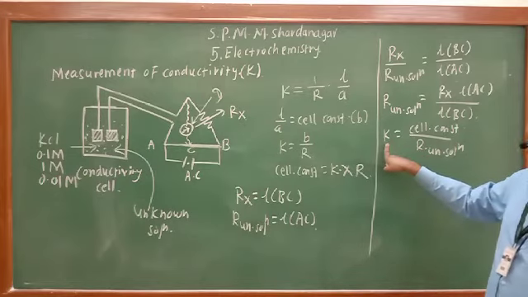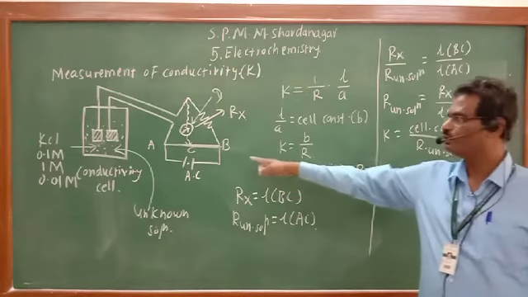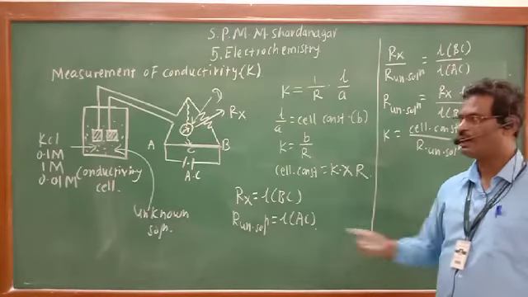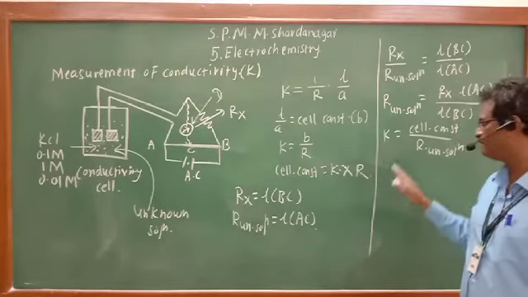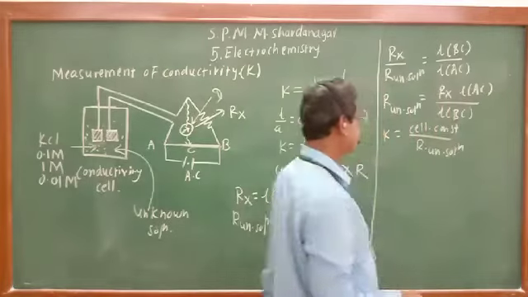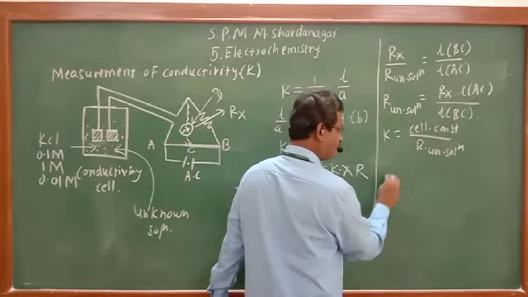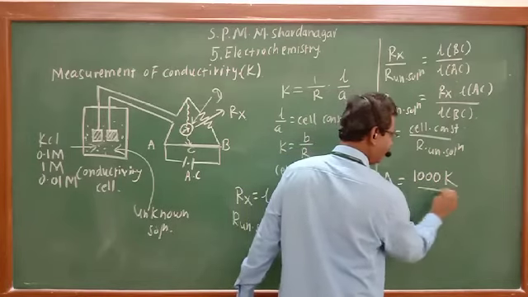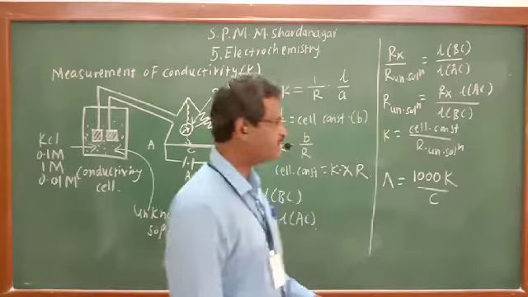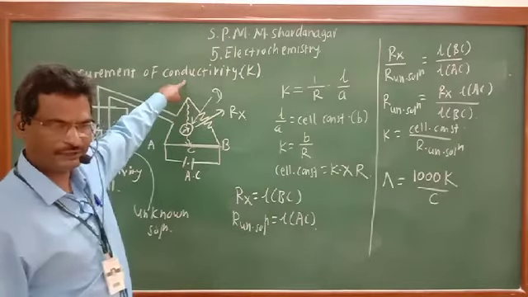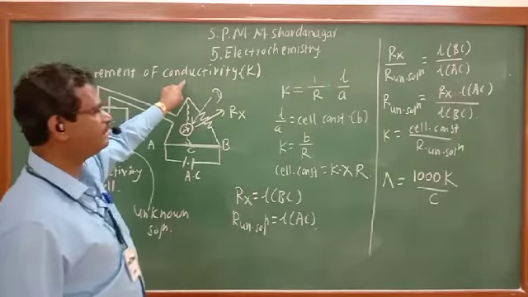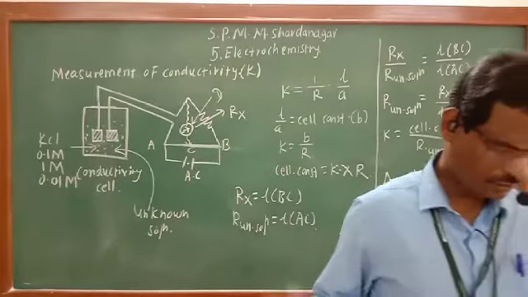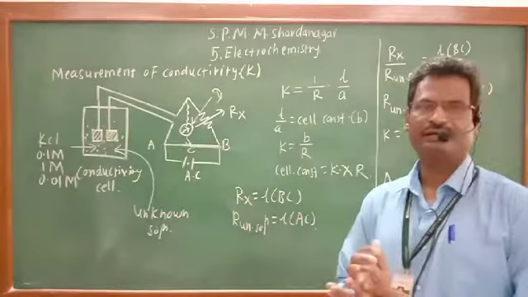So that is the measurement of conductivity using Wheatstone bridge apparatus and conductivity cell. Once K is known, we can calculate lambda, because we know lambda will be equal to 1000 K upon C. So measurement of conductivity is important, and from the value of conductivity we can calculate the molar conductivity. So that is how molar conductivity is measured.